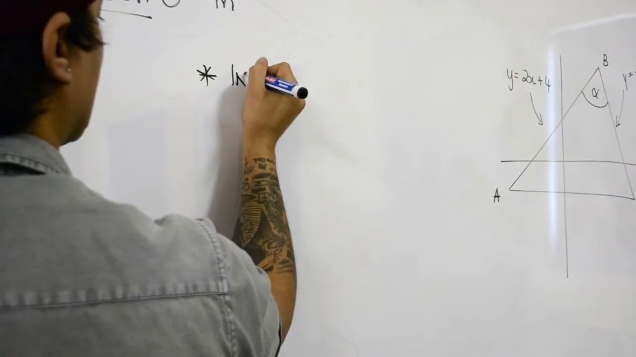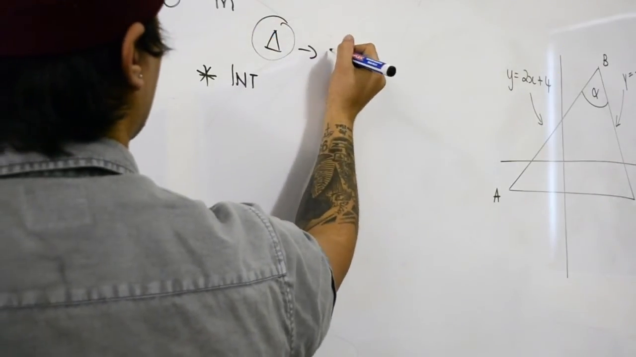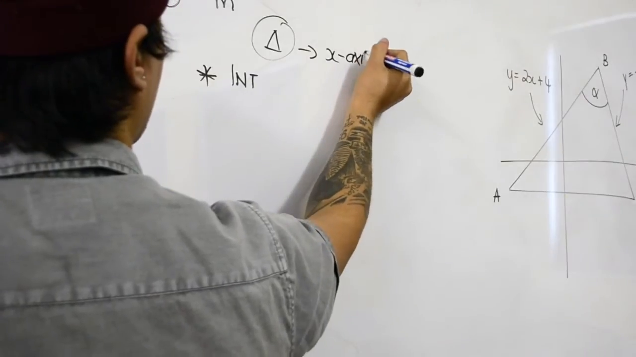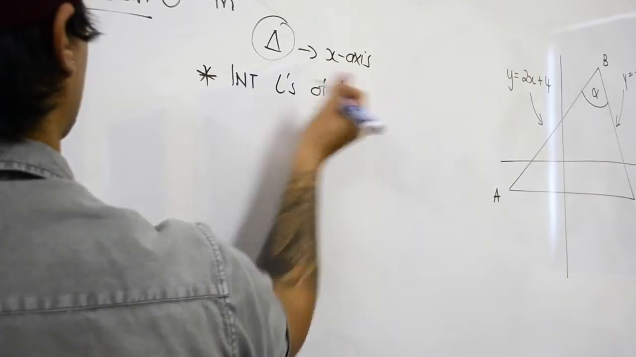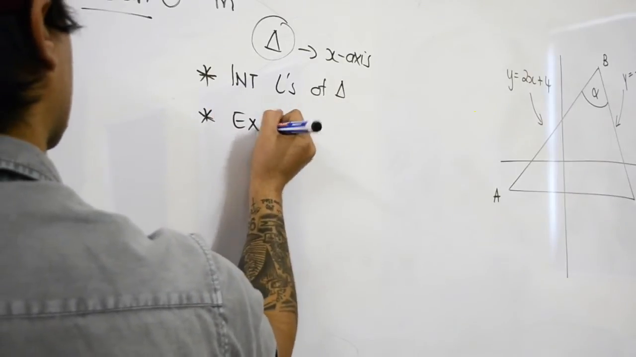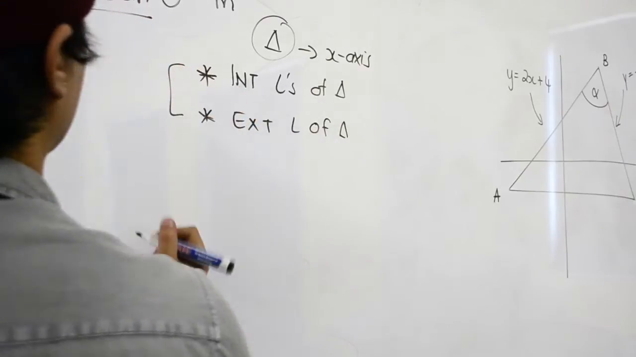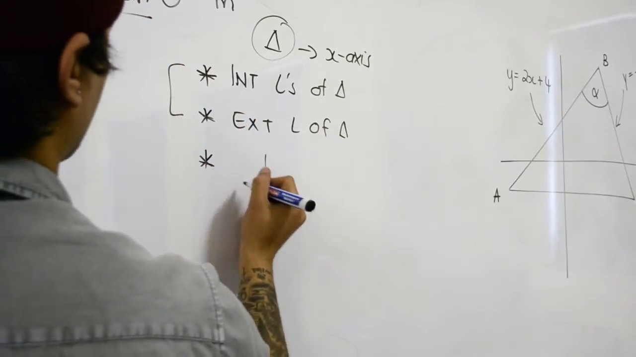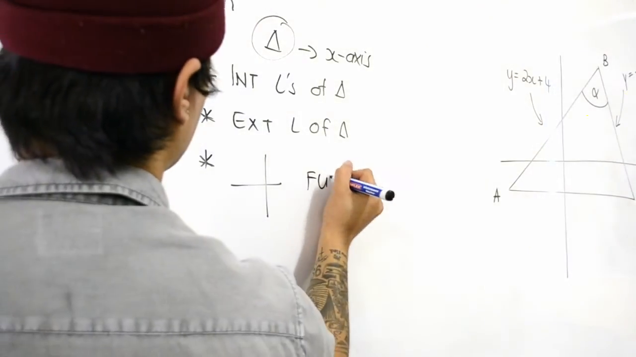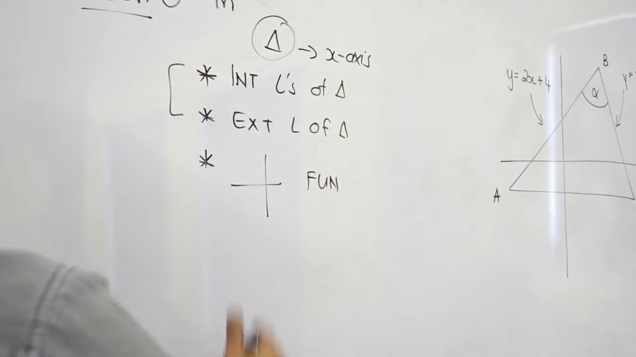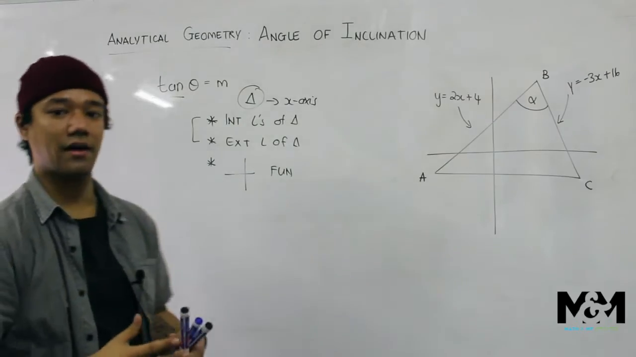Either we will create our own triangle with the x-axis and use interior angles of a triangle, or exterior angle of a triangle. I find that these two work pretty well. Alternatively, you can draw an axis at the point you're looking for and then use your fun angles, you know, co-interior, corresponding, alternate. But I prefer these two on top, and I'll show you what I mean by that.